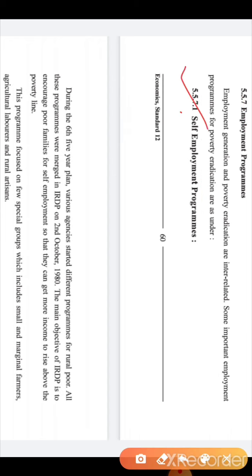Here it is written self-employment program. You have to understand what is the meaning of a self-employment program. Your government will teach you skill and talent, and the government will give you the basic facilities, and by acquiring the training you have to find the job by yourself. This program is known as what?